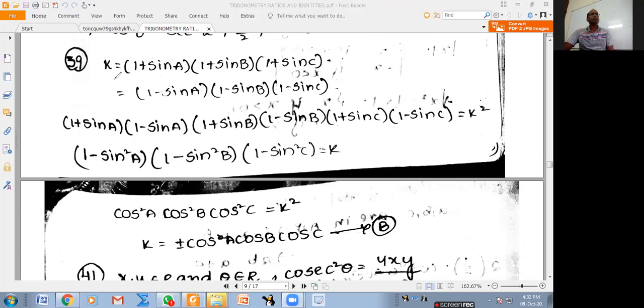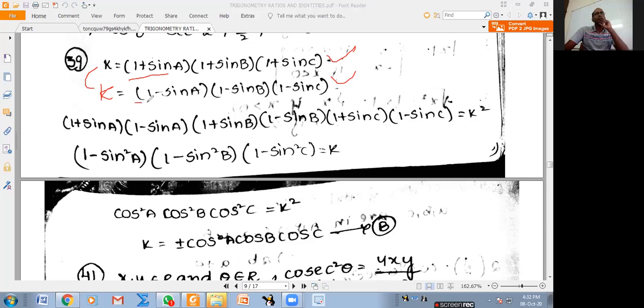Okay, question 39. The question they gave: 1 plus sin A into 1 plus sin B into 1 plus sin C is k, and 1 minus sin A into 1 minus sin B into 1 minus sin C is also k. Now, how to simplify? You multiply these two.